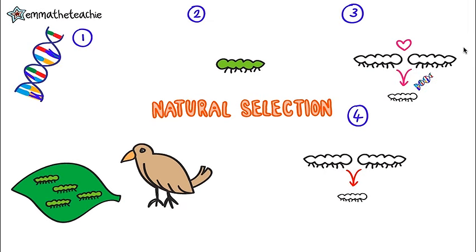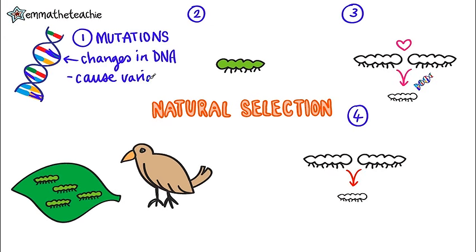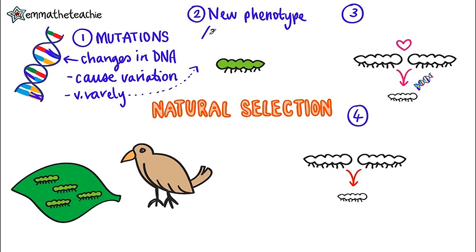Okay, so you need to know the stages of natural selection. So let's break it down. It starts with mutations. These are changes in the DNA that cause variation in a population. Most of the time, mutations don't do anything and just go unnoticed, but very rarely they can cause a new phenotype or a new characteristic.